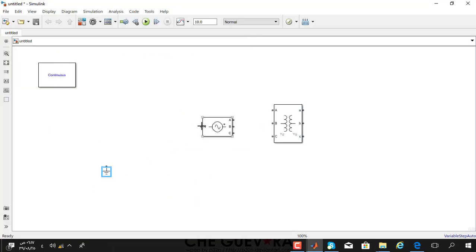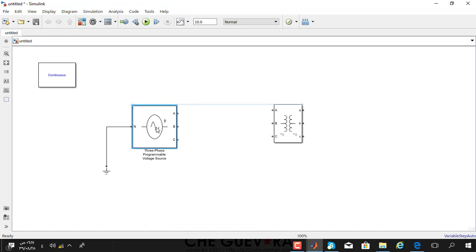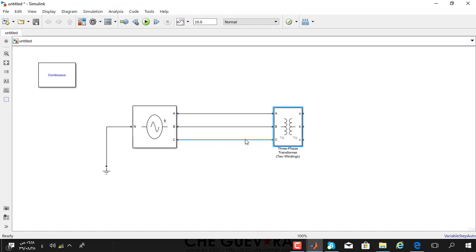Now we connect the neutral with the ground. Let's make it bigger, and we connect A with A, B with B, C with C. Okay.